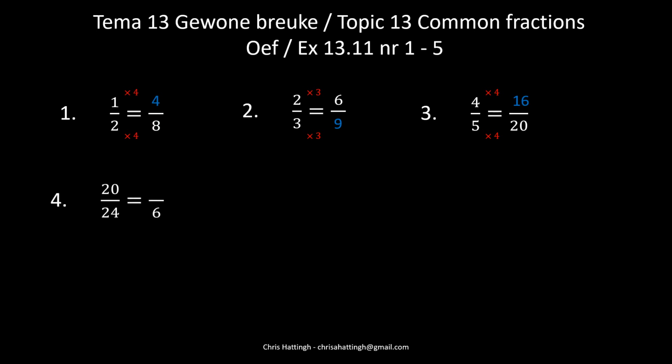Number 4, you're going down now. You're going from 24 down to 6. So how did you go down to 6? With what did you divide 24 to get 6? You divided it with 4. So if you divide the bottom by 4, you need to divide the top by 4 as well. So then you'll get 5 over 6.